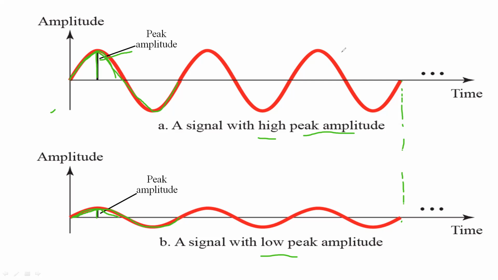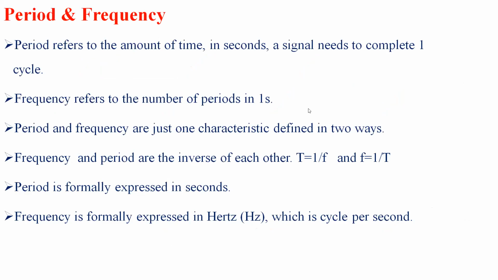So let's move on to know about another two parameters of a sine wave. So next we have a period and frequency. So what exactly is a period? Period, as we know, is nothing but a time duration, right? So period refers to the amount of time in seconds a signal needs to complete one particular cycle. So in order to complete one cycle, the total amount of time which is required by a signal is known as a period.